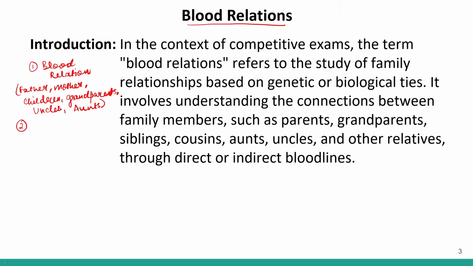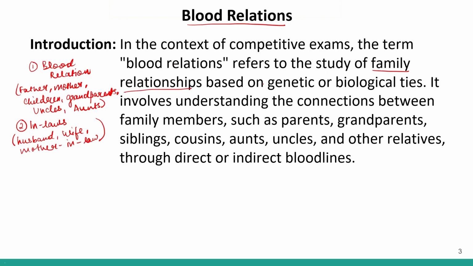The second type of relation that we deal with is your in-law relationships. What do you mean by in-law relationship? When you have a spouse, a husband or a wife, that is your in-law relationship. Your mother-in-law, your father-in-law, your brother-in-law, sister-in-law, these are your in-law relationships. So whenever we talk about blood relations, we talk about both kinds of relationships, your blood relations and your in-law relations also.